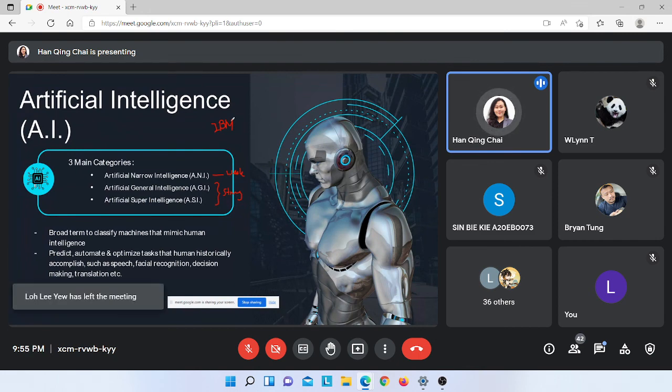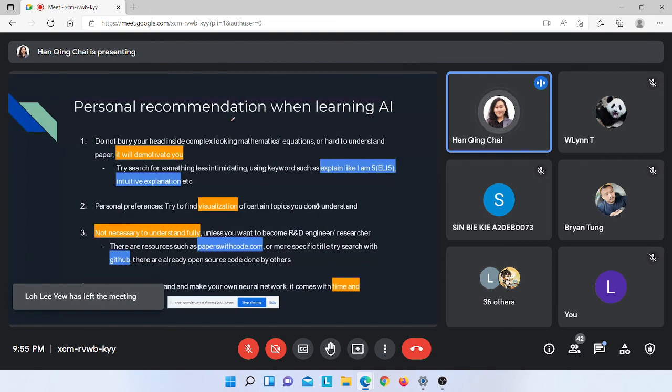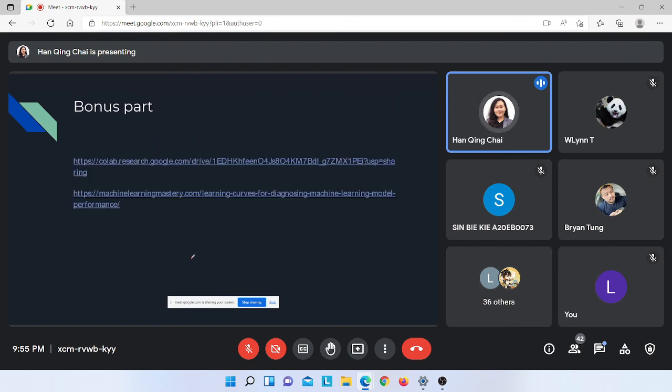Okay, so basically this is the main sharing session today. So, personal recommendations for learning. Don't be put off by the mathematical equations, they look hard, but if you just briefly look through and understand the theory, it's actually quite nice and quite easy. Use keywords if you want to search online for intuitive explanations, meaning more spontaneous, less technical explanations to help you. Personal preference: try to find visualizations of topics, and definitely come up with your own time to experiment. And to be honest, you don't have to fully understand it, just run the model and you will understand with time. So these are some of the bonus parts and some of the extra links you can get to learn about it.